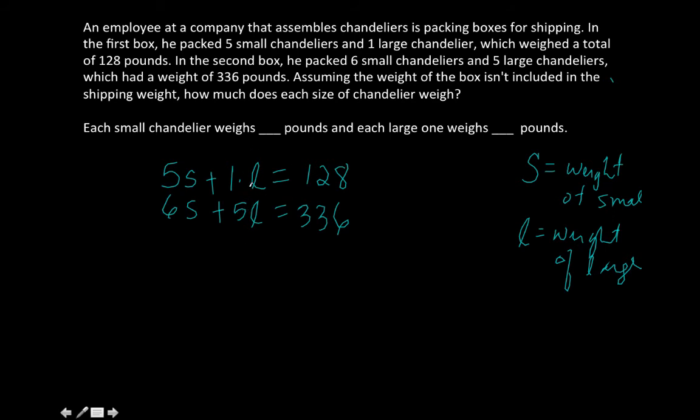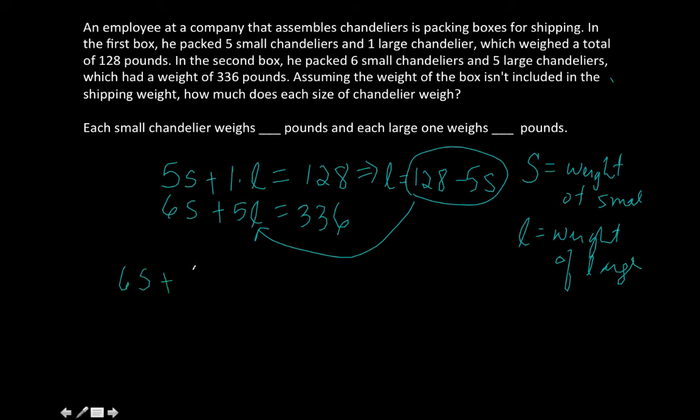Okay, so the first thing is, you can do this either by elimination or substitution, and it's up to you. I personally would use substitution because of this 1L. I can easily solve for L. L is 128 minus 5S. And then I can plug this into the other equation there. So 6S plus 5 times 128 minus 5S.